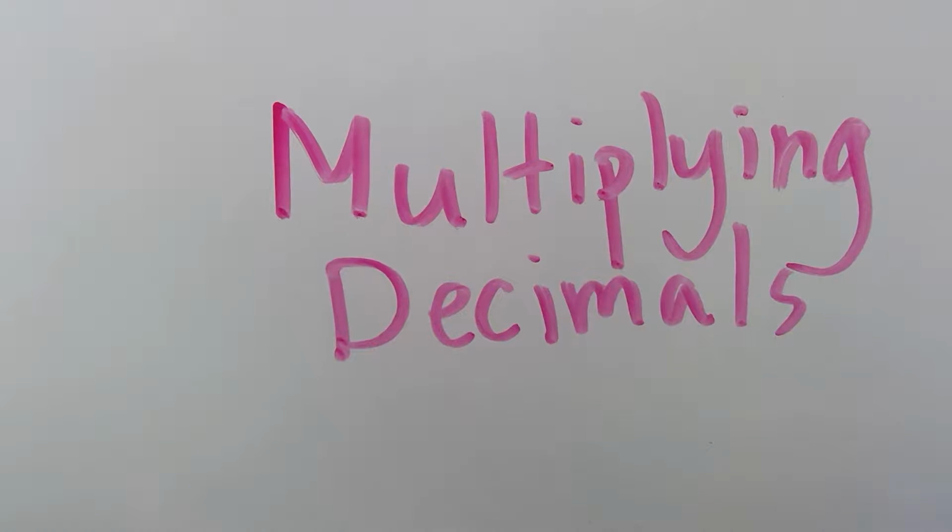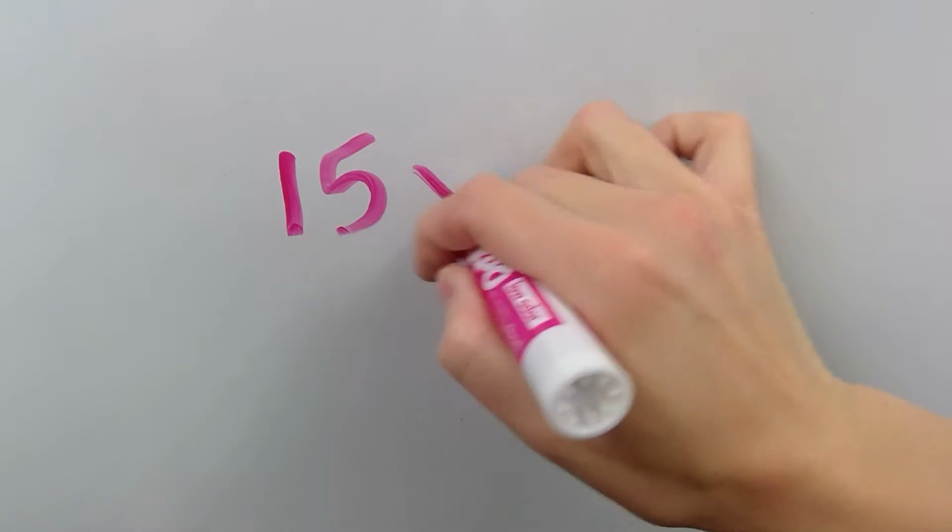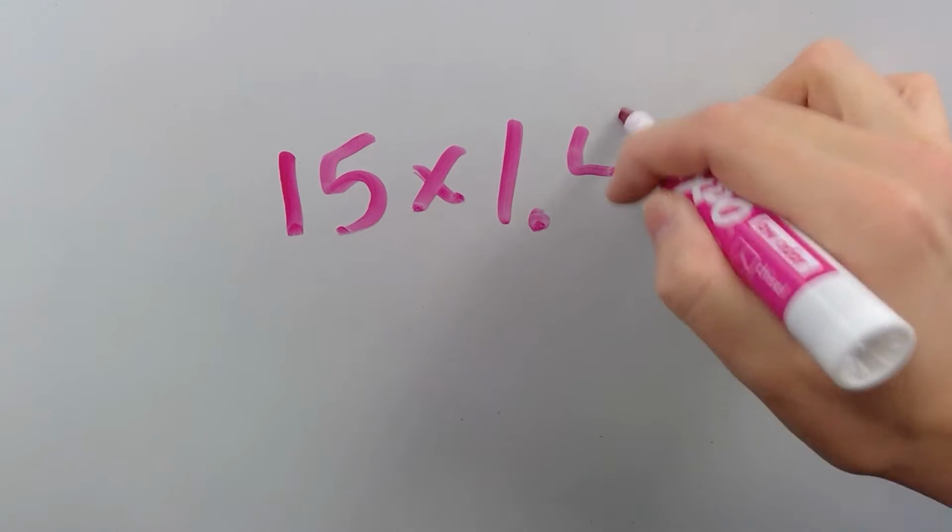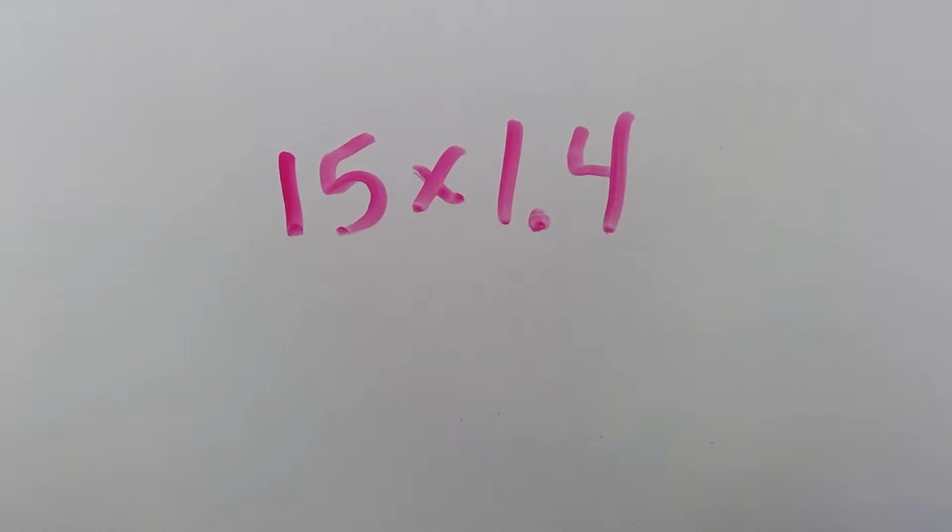All right, let's talk about what to do when we're multiplying decimals. The trick with multiplying decimals is to ignore the decimal until the very end of the problem. So, for example, if I was going to multiply 15 times 1 4/10, I'm going to stack it up and start multiplying, but I'm just going to ignore the decimal.